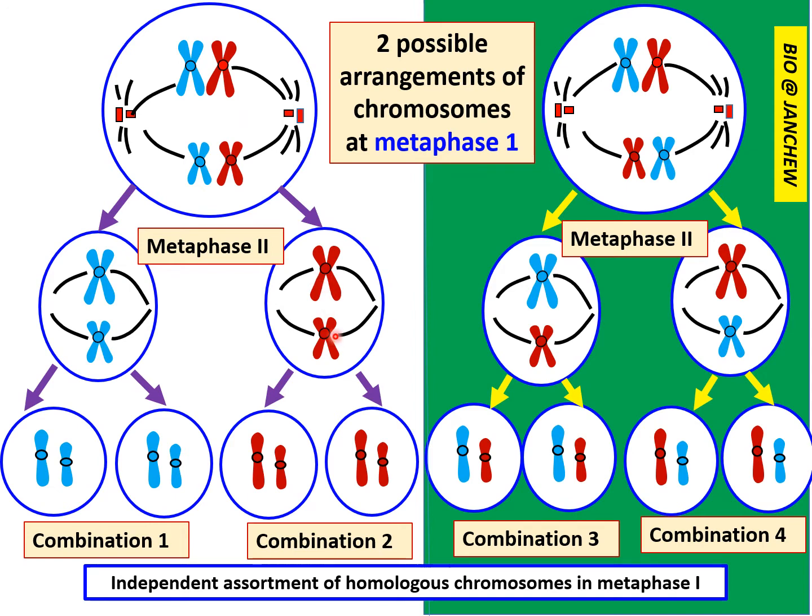Now in meiosis 2, during the metaphase 2, the chromosomes will be arranged at the metaphase plate, and then in anaphase 2, the sister chromatids will separate from each other and move to opposite poles.